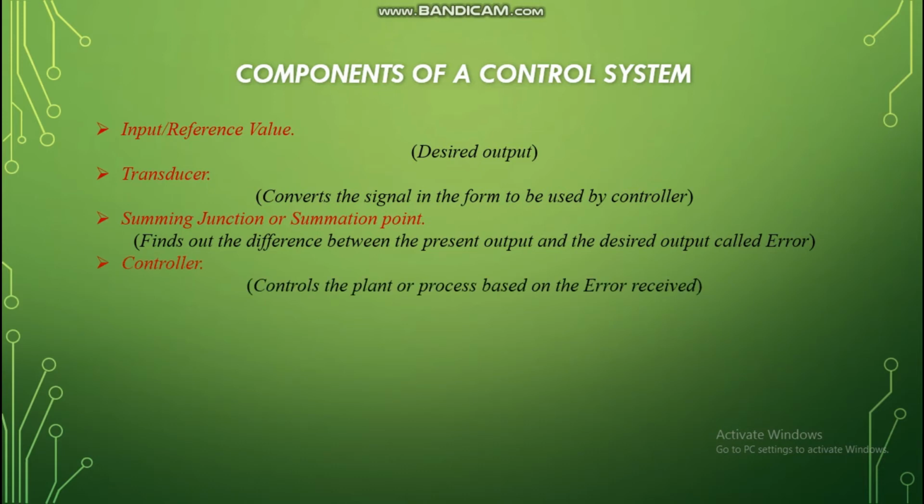Then comes the controller. The controller controls the plant or process based on the error received. Whatever the summation point gets from the output, it is fed to the controller, and the controller decides and controls the plant or the process. The plant or process is the actual device or physical body that is to be controlled. For example, if you want to control the temperature of the room, the room is the actual plant of the system.